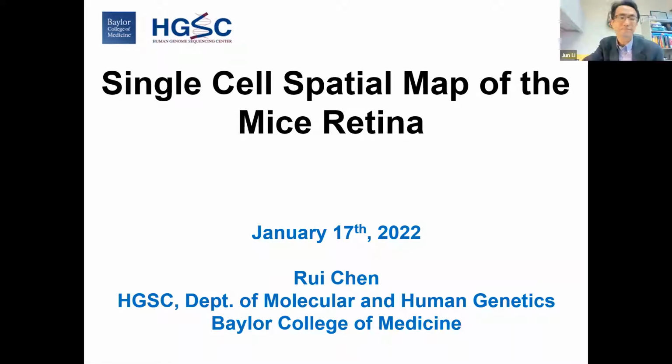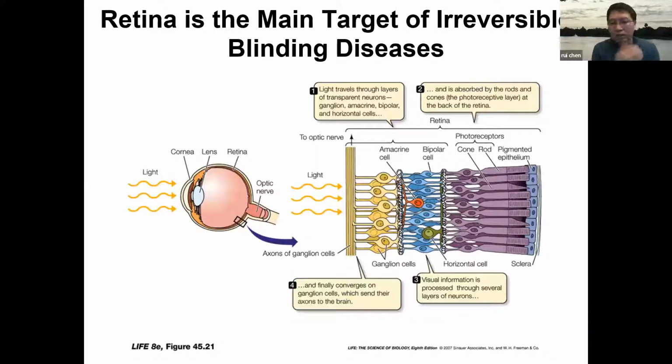Yes. Okay. So our lab is interested in studying, as Jun mentioned, the visual system, particularly the retina. One of the reasons we are quite interested in this system is that the retina is the main target of irreversible blindness diseases. The retina is at the back of the eye. It is the neuronal tissue that converts the light signal coming from the front of the eye to an electric signal that's sent to the brain.